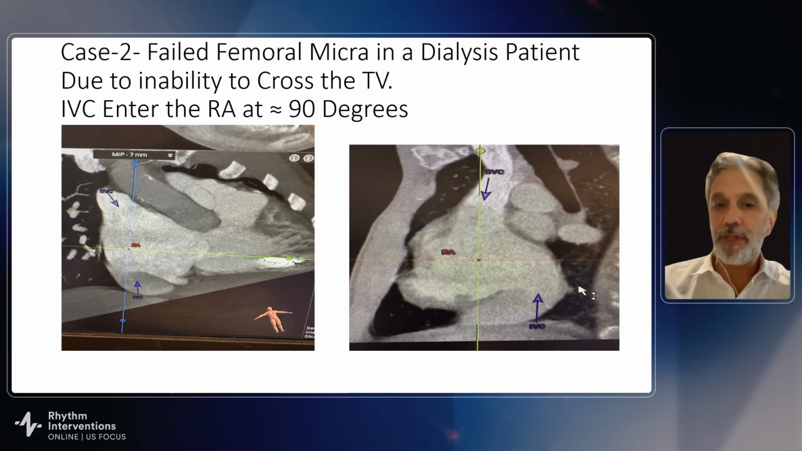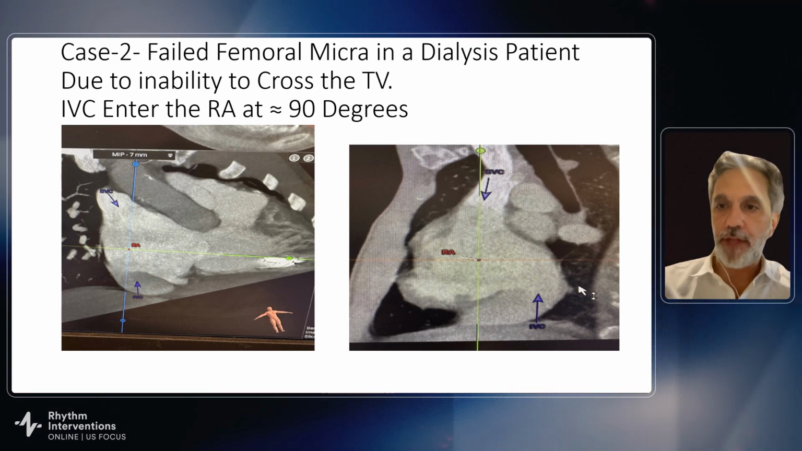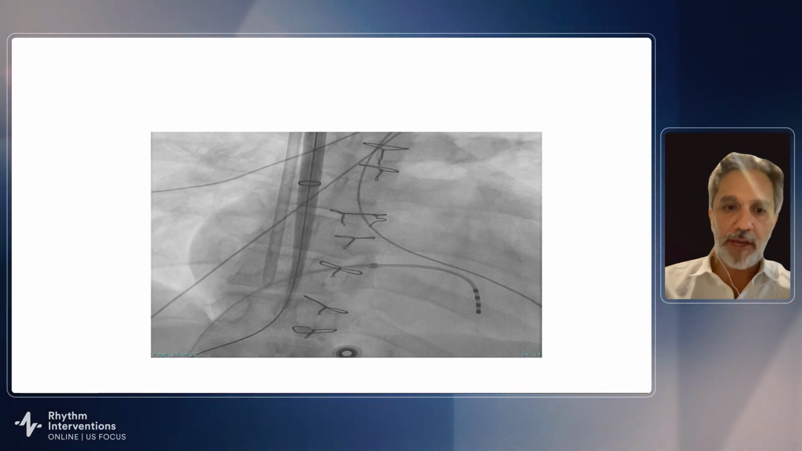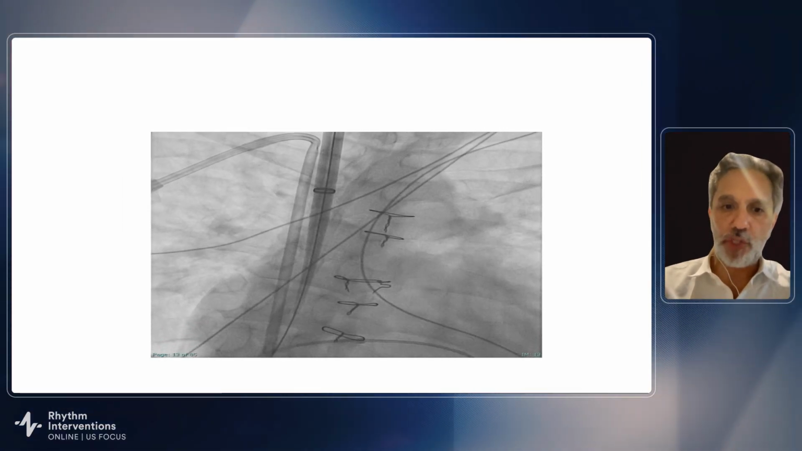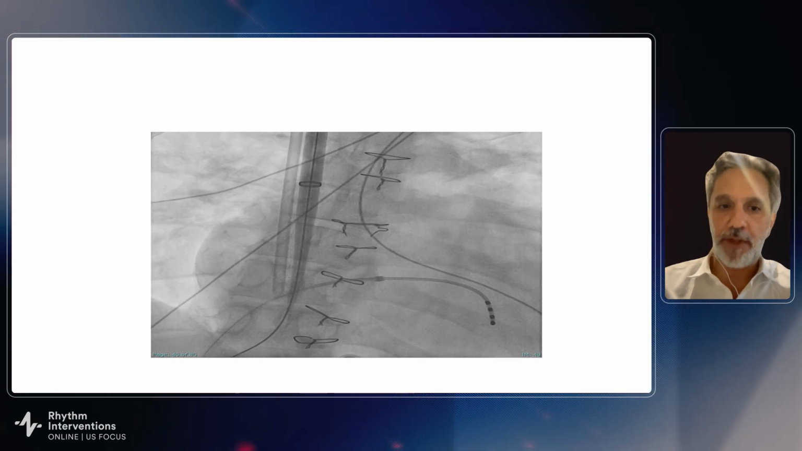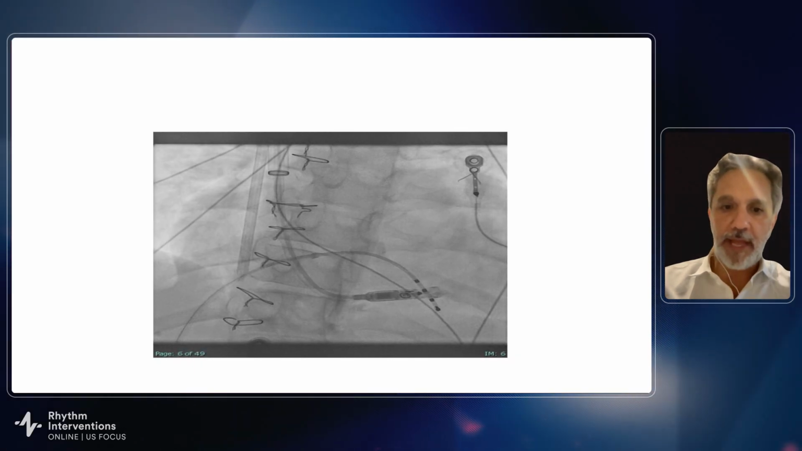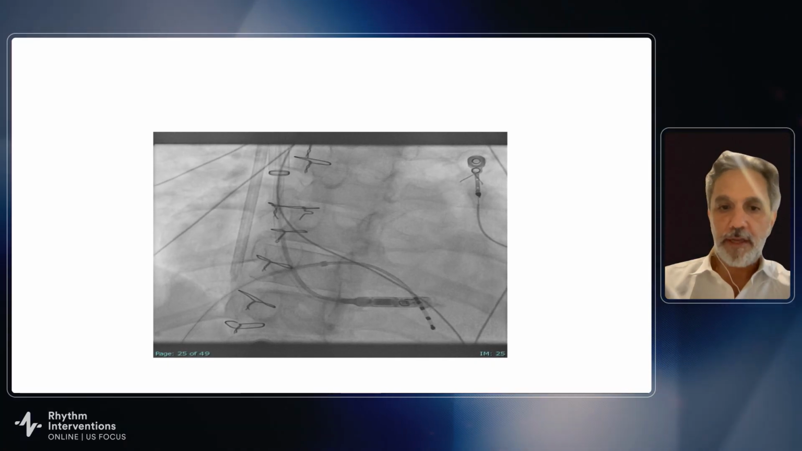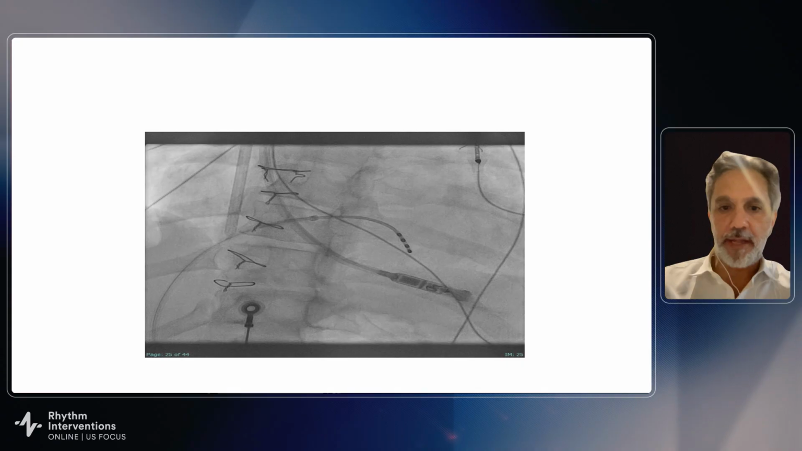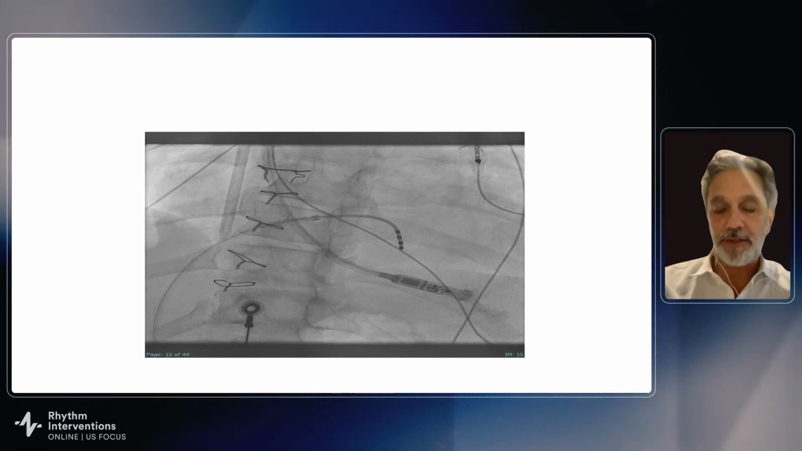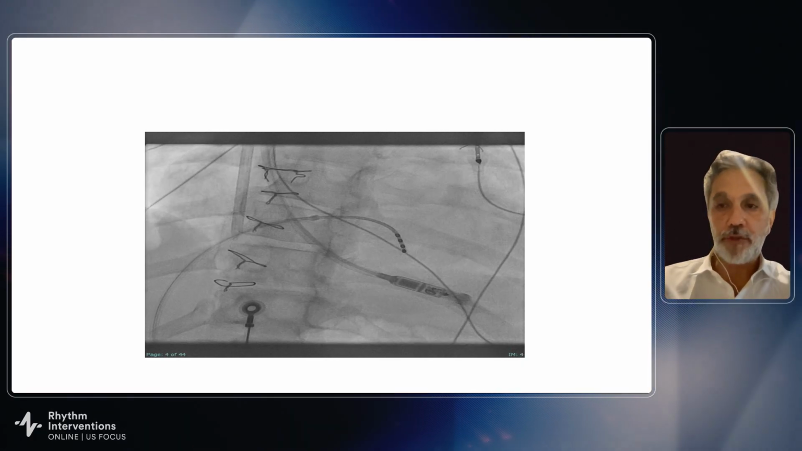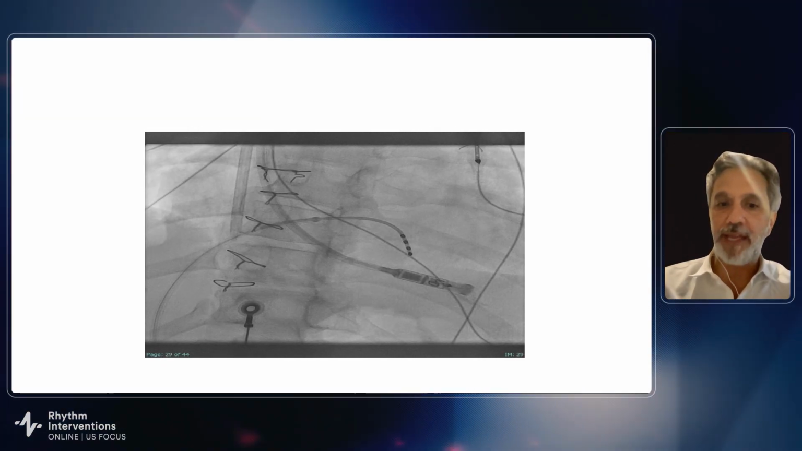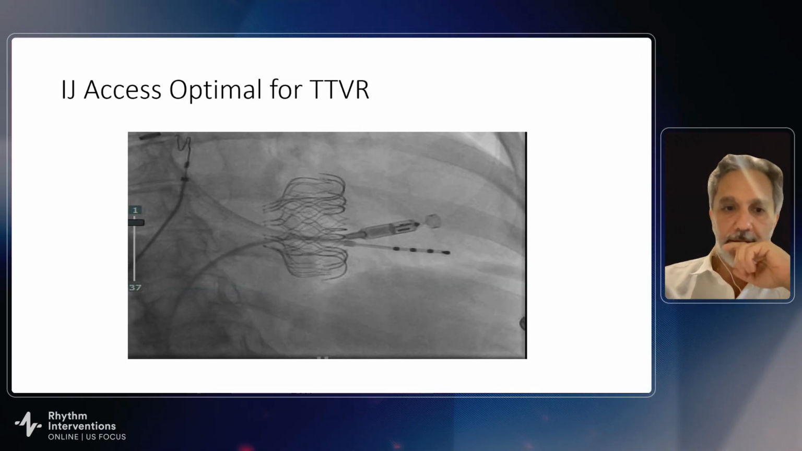Which probably made the procedure very challenging for them. And this is us doing an IJ Micra. We have a Mullins sheath, which helps us cross the tricuspid valve from the leg. Then we navigated across the valve relatively easily and ended up placing the Micra in the anterior apex or anterior septum, sorry. So these are two situations where IJ access was very helpful in implanting a leadless device.